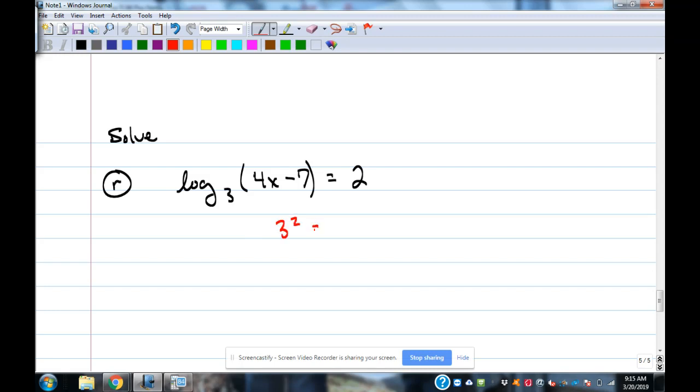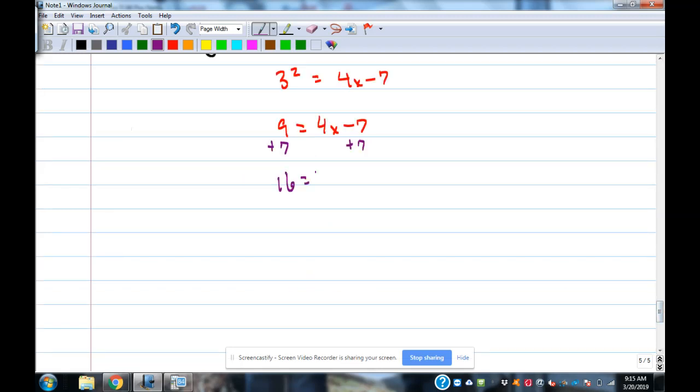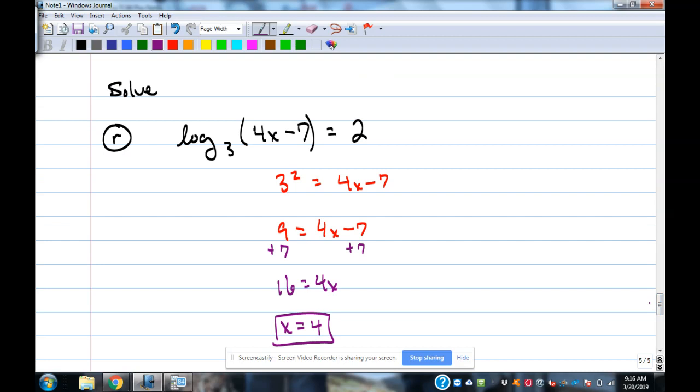So how do I rewrite this logarithm as an exponential? 3 squared is equal to 4x minus 7. And that's an easy problem to solve then, because 3 squared we know is 9. So plus 7, 16 equals 4x, x is equal to 4. The only thing we need to do is check that in the original log to make sure that's not 0 or a negative number that we're taking the log of, because it came from a logarithmic equation. So 4 times 4 is 16, 16 minus 7 is 9, and that's okay to take the log of a positive 9. So you need to check your solutions when you're working that.